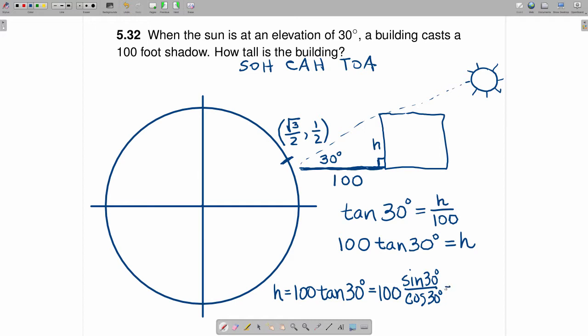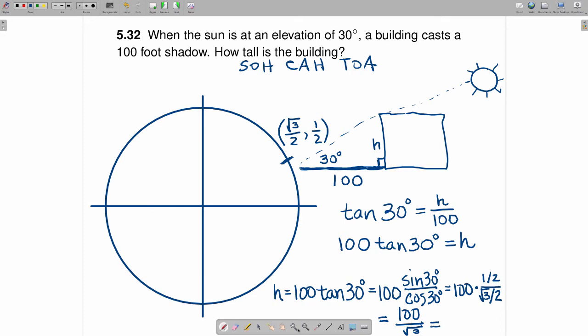So we can rewrite this as 100 multiplied by the sine, and the sine is the second coordinate, so that is where your 1/2 goes, divided by the cosine of 30, and that cosine is the square root of 3 over 2. So the value h here is 100 divided by the square root of 3, and the reason it is 100 divided by the square root of 3 is because the 2's in the numerator and the denominator cancel.